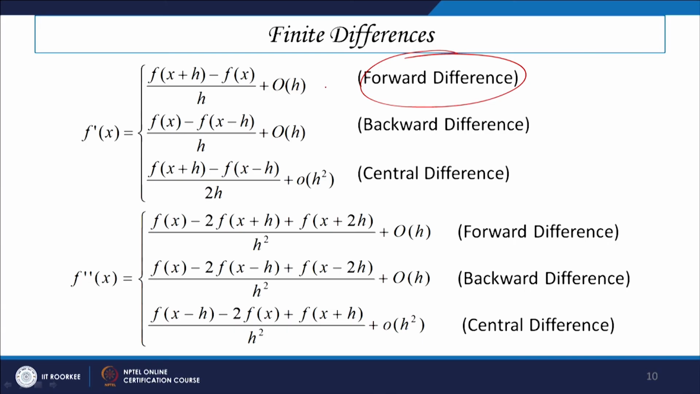And if you go for a second order approximation here, so this second order formula, if you consider forward marching, then we can write this as f of x minus 2f of x plus h plus f of x plus 2h, divided by h square. That we can derive in forward form here.